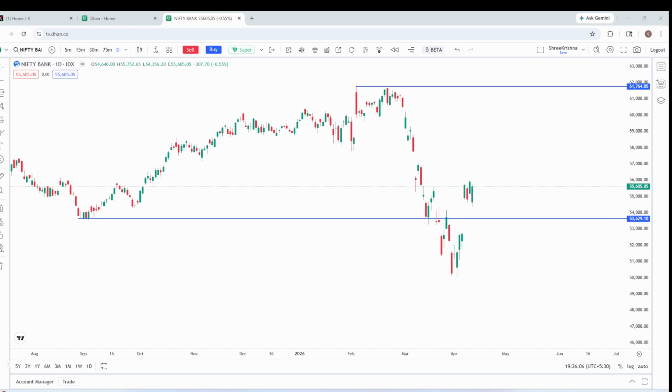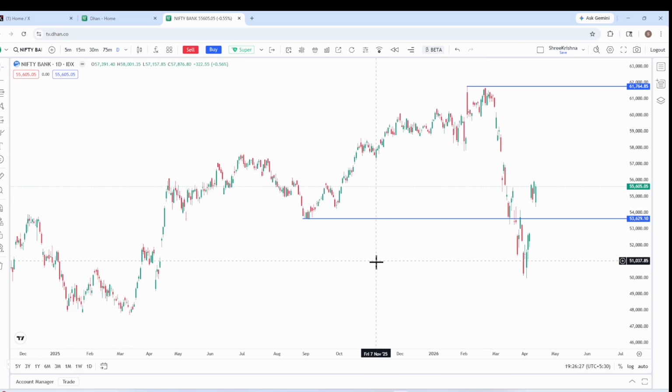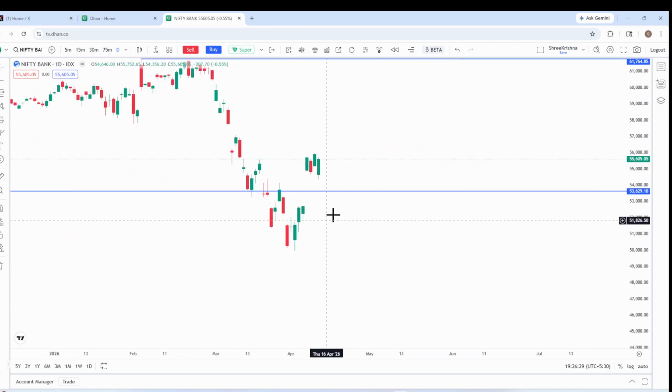And when you see so many gaps, people think, oh, the gaps will be filled. No, it is not always that the gaps will be filled. Sometimes, yes. On the bear market, yes, the gaps will be filled.